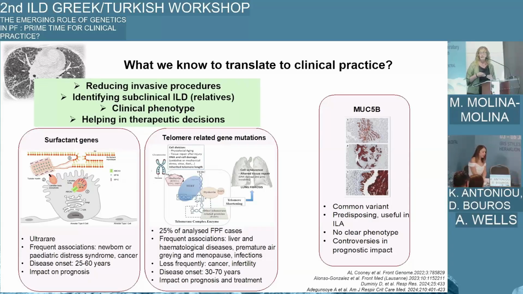Then we also have the clinical phenotype that may help us to suspect both types of gene disorders. And the other point is the therapeutic decision. In these patients, the response to corticosteroids is worse than in patients without these abnormalities.